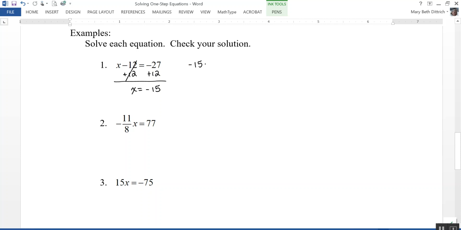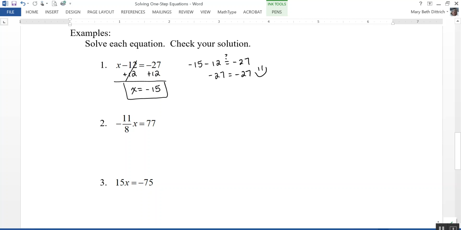So is negative 15 minus 12 equal to, notice I put a question mark over the top of the equal sign, negative 27? And indeed, negative 15 minus 12 is negative 27. So this equation checks. And my solution is x equals negative 15.